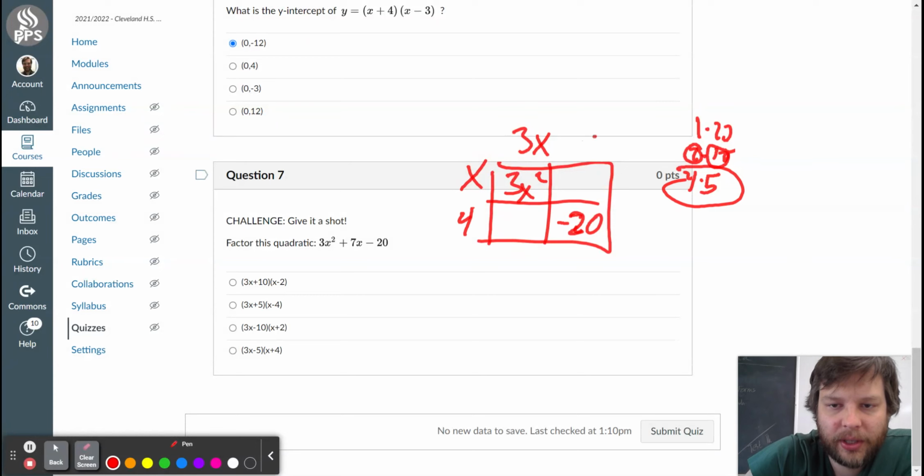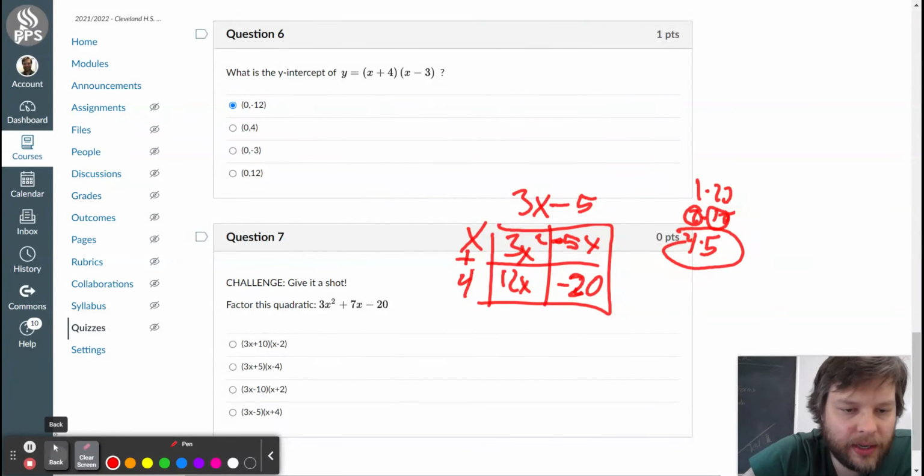If I put a 4 here and a 5 here, that's 12x, 3 times 4, and 5x. And if I subtract 5 from 12, I get the 7, which is what was required. So I've got 3x minus 5 and x plus 4, like that. You can always double check your work by going like FOIL.